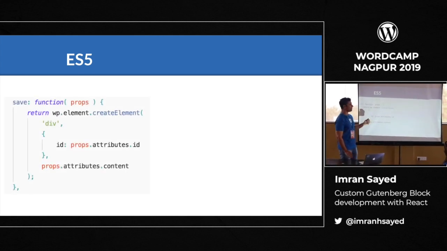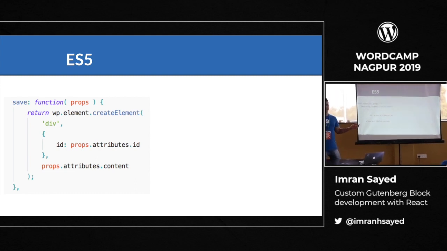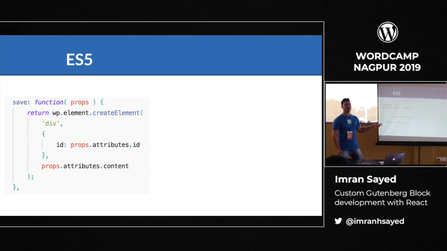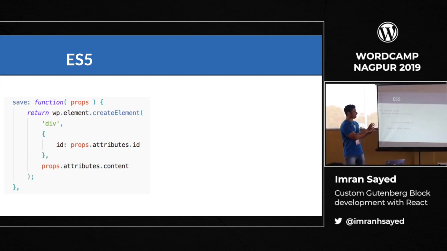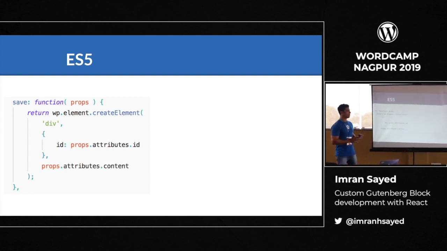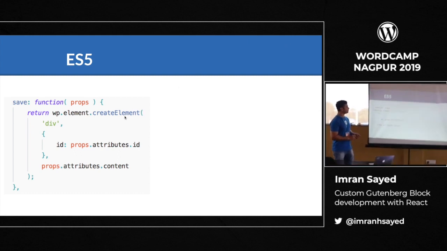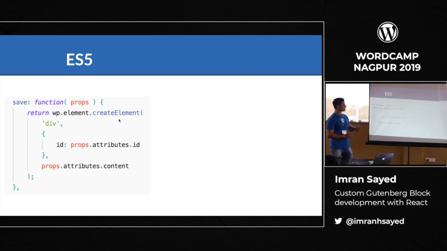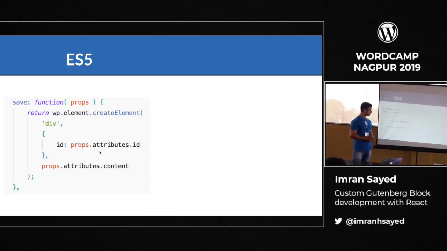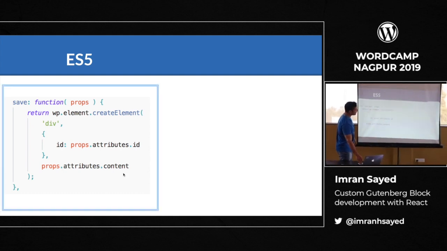So, I'm going to show you an example of writing a block in ES5. If you don't have knowledge of ES6 and want to write it in native JavaScript, this is how writing a block would look. I'm not getting into detail of what each element is. This is just to give you an example of how ES6 is going to benefit you. You have a save function here, then it's returning wp.element.createElement, which actually creates a div element. It passes the block's element as an ID and also adds content.